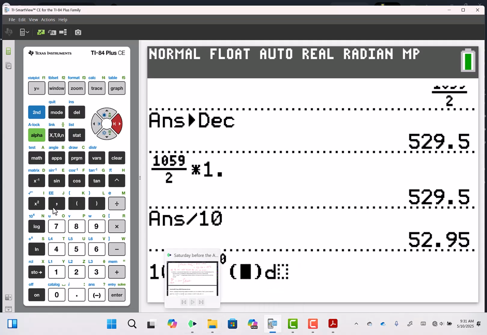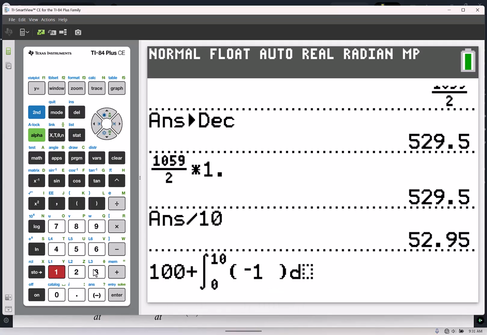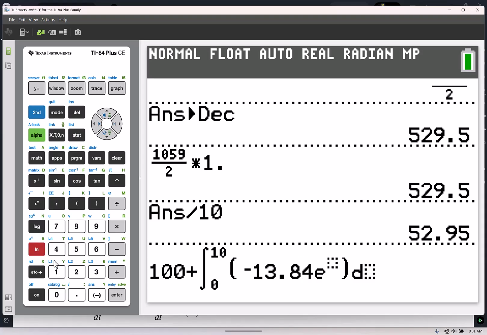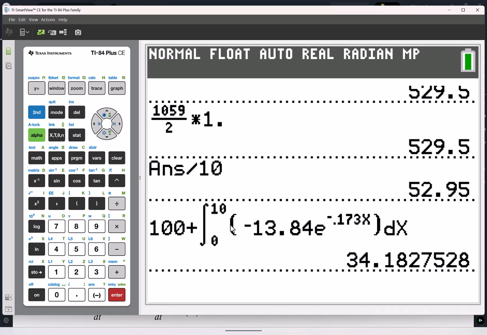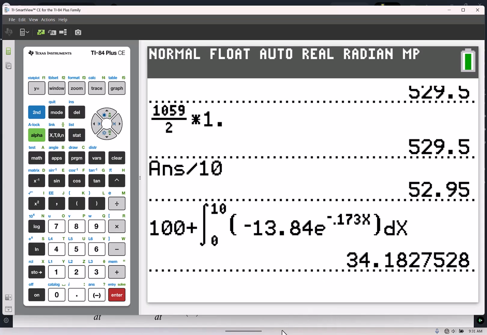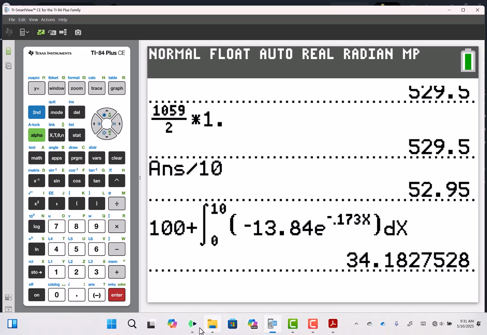It's negative 13.84 e to the power negative 0.173 x. And here we go. 34.1827. I'm not surprised. Be careful. Don't put a minus there. Just put plus, and then that integral will take care of the temperature change. 34.18275.